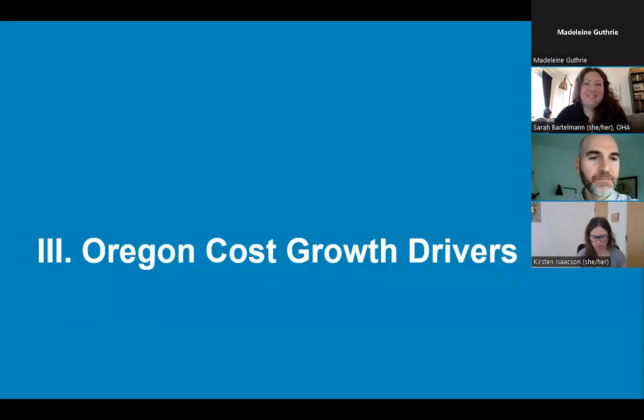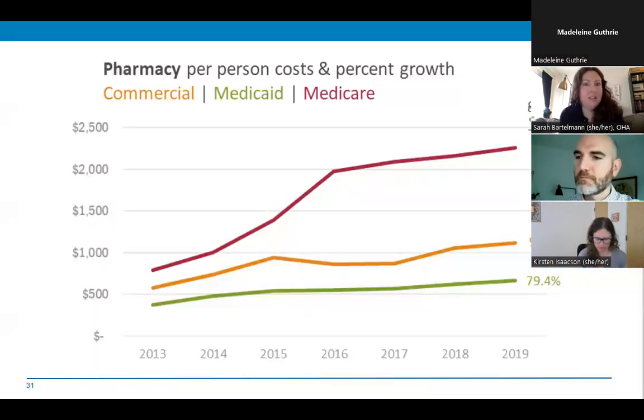Let's go to the next slide. I'll kick it to Sarah. Yeah, let's back up one slide. I want to say something that we probably should have said up front. When we're talking about per person costs, this is the average. So we take all of the dollars spent in a given category or a given market, and then we divide it by how many people there were in that market. So this is an average.